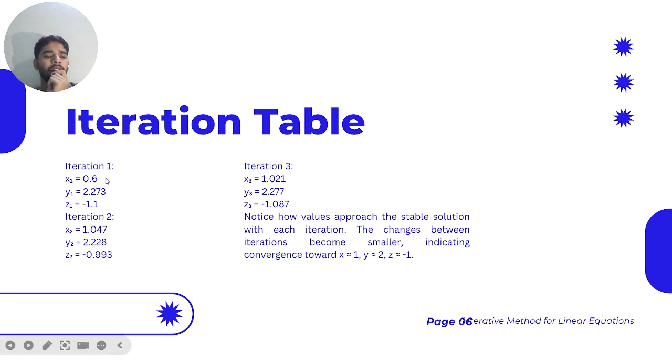Okay. Now iteration 1 will give us x1 equals 0.6, y1 equals 2.273, z1 equals minus 1.5. Then the second iteration gives us these values. Then in the third iteration we get other values. Notice how the values approach a stable solution with each iteration; the changes between iterations become smaller, indicating convergence toward x going to 1, y converging to 2, and z converging to minus 1.